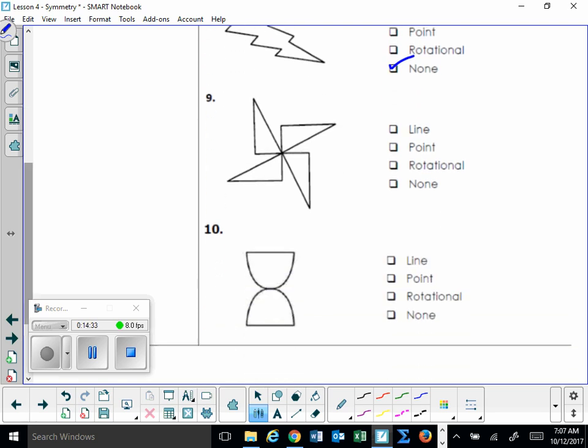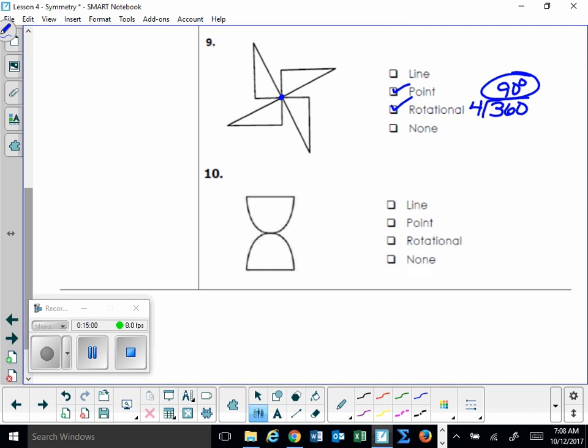Let's look at number 9, kind of like a pinwheel. What do you think? I see point for sure. I see 4 equal sections. So I see rotational symmetry every 90 degrees.